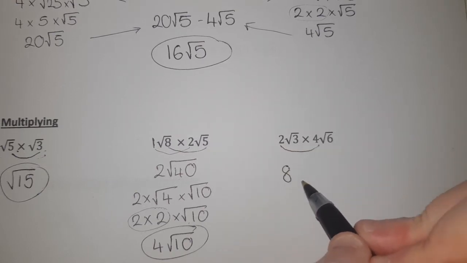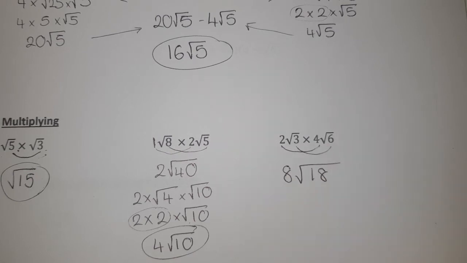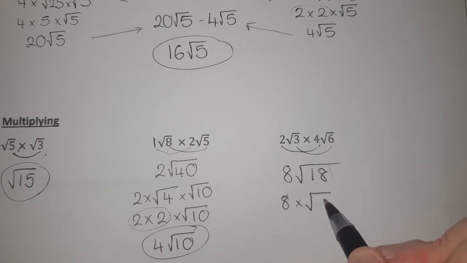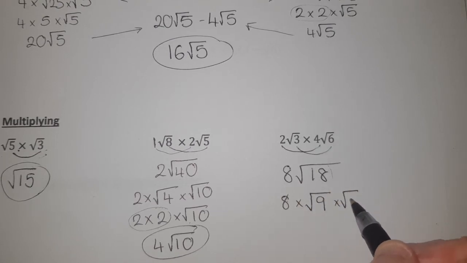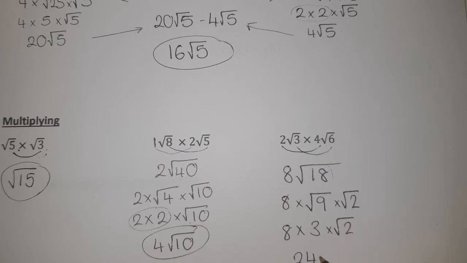2 times 4 is 8. Numbers inside the square root get multiplied. 3 times 6 is 18. Now, square root of 18 I can simplify. So leave the 8 as it is. Root of 18 I could say is square root of 9 times the square root of 2. Now, the square root of 9 is actually 3. So I've got 8 times 3 is 24. Root 2 I can't simplify, so it stays as root 2.